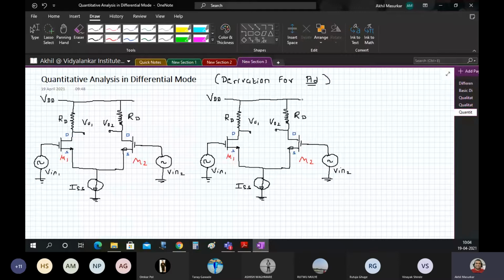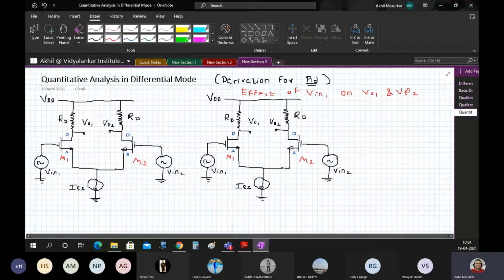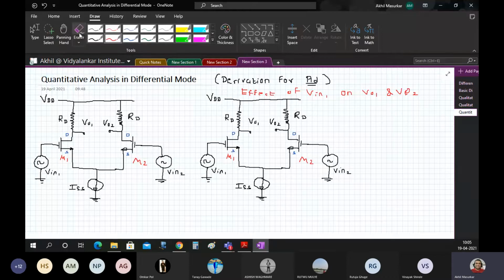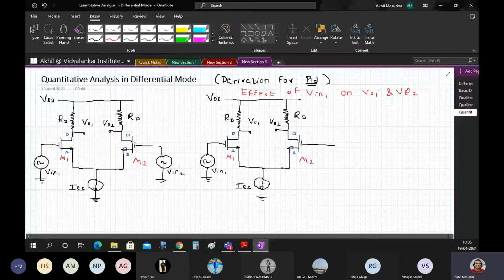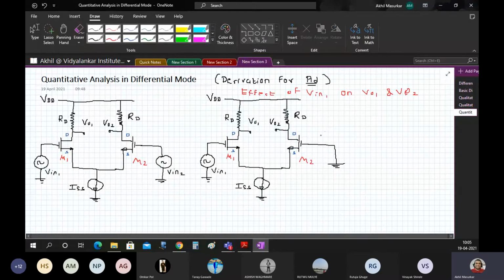So first we will see the effect of V in 1 on V01 and V02, and then we will see the effect of V in 2 on V01 and V02, and then we will add the responses. So when we say that we want to see the effect of V in 1, what we will do is we will make V in 2 equal to 0. I'll just connect this to ground and say here V in 2 is equal to 0.